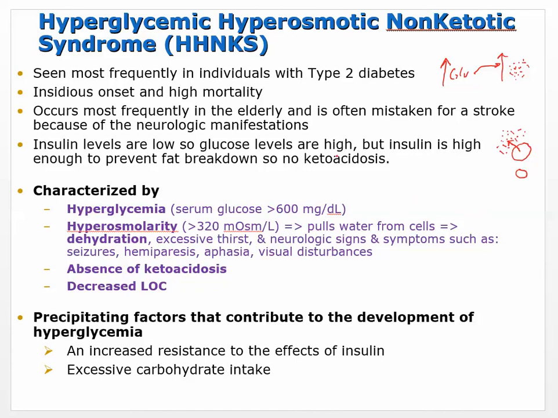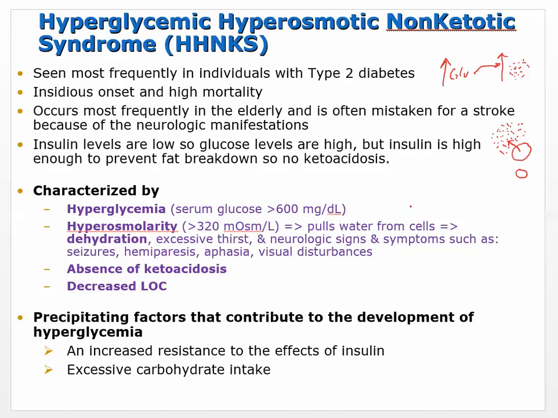The difference between the two: insulin levels are low, so glucose levels are high, so that's similar to ketoacidosis, but the insulin levels are high enough that it prevents fat breakdown. So remember, the low insulin and the high glucagon before was causing ketoacidosis. But in this case, even though insulin levels are decreased, they're high enough that they're not going to cause ketoacidosis. They're not going to cause the breakdown of fat. And so really the focus here is just on this buildup of glucose in the blood, causing a hyperosmotic state and sucking water out of cells.